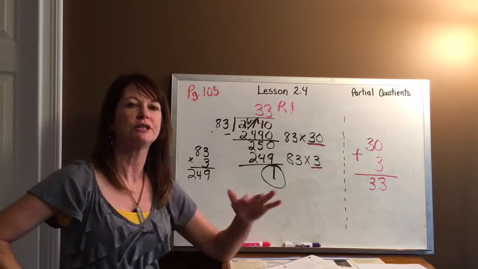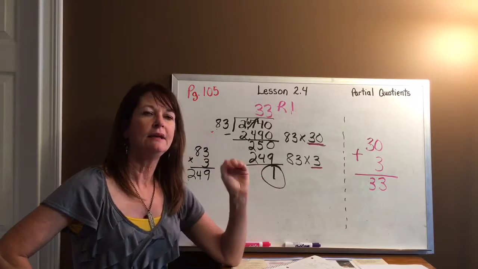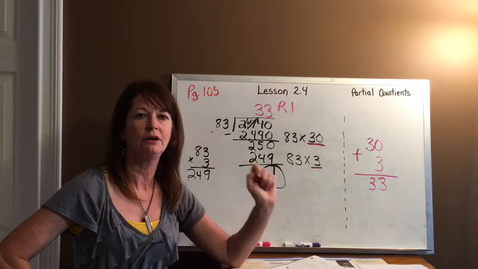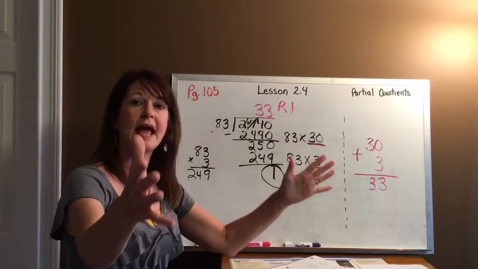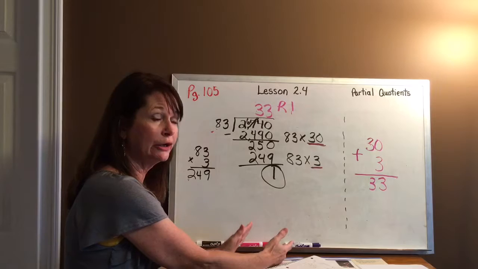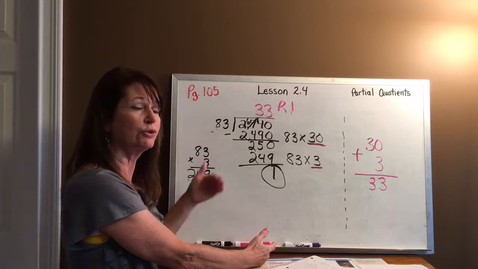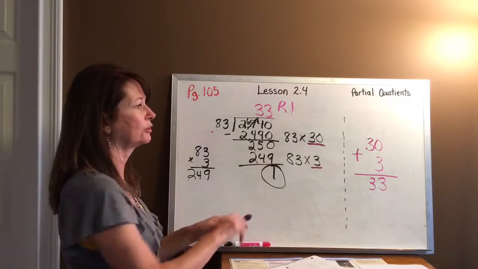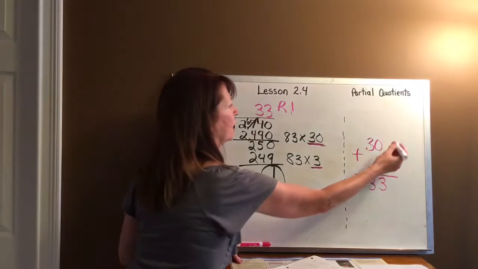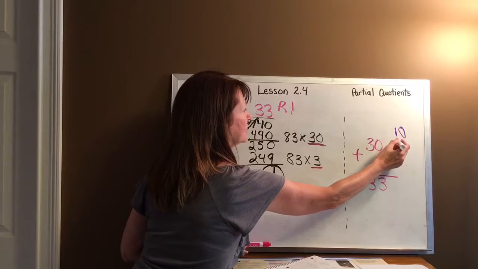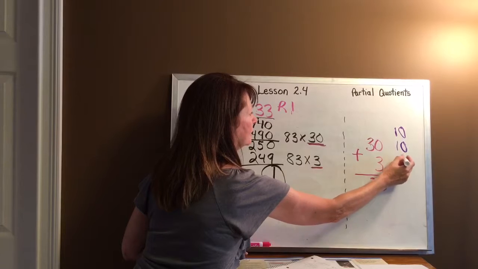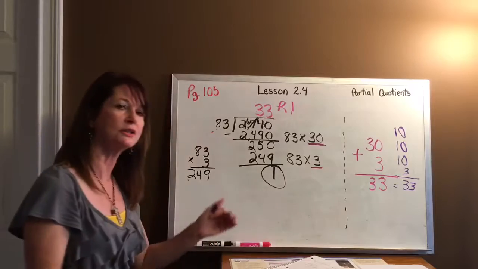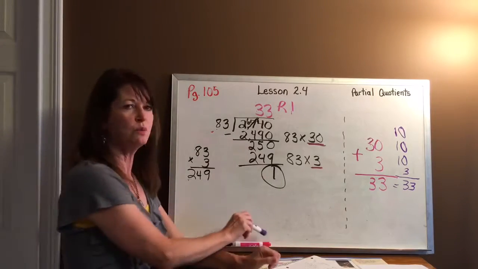Okay, remember how I told you there are several different ways to do this? If you're uncertain about it, if you're not sure that you could do that 30 right there, go ahead and do 10. What's going to happen is your problem's going to be longer. You're going to work through it more times, but you're going to get the same answer, okay? Instead of looking like 30 plus 3, you might have to do 10 plus 10 plus 10 plus 3. But it doesn't matter. Your answer is going to be the same. So there's more than one way to do this.